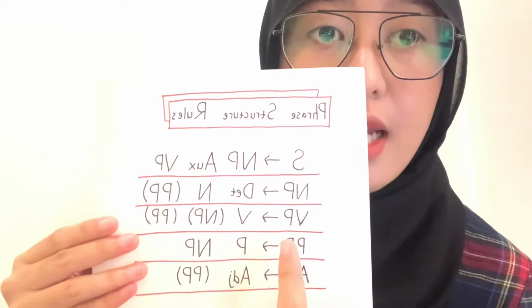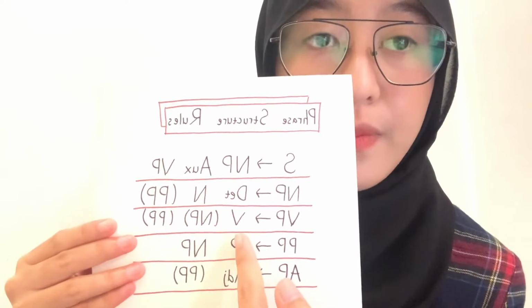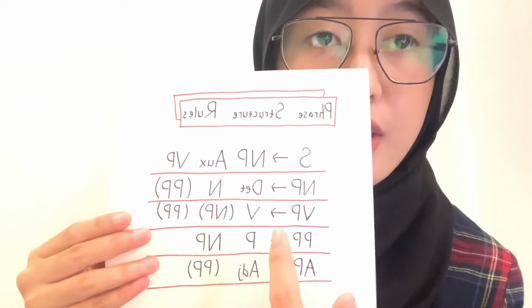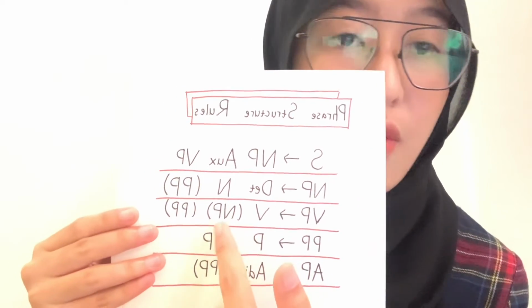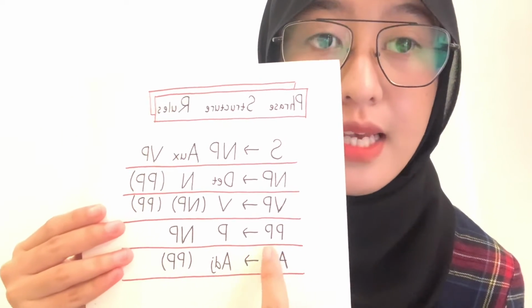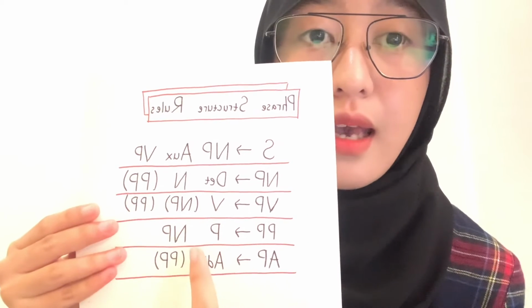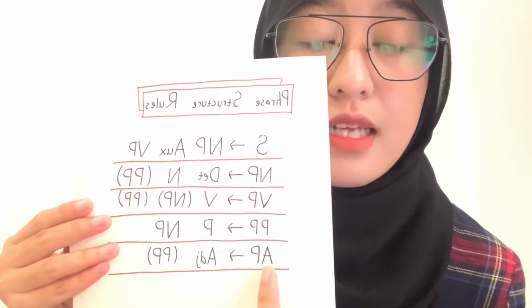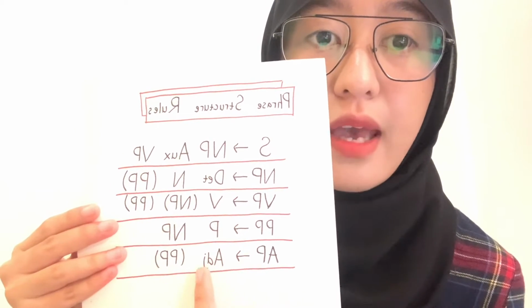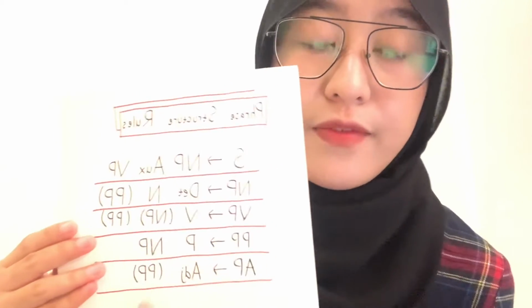A verb phrase may consist of a verb followed optionally by a noun phrase and or a prepositional phrase. And a prepositional phrase may consist of a preposition and noun phrase. And the last one, an adjective phrase may consist of an adjective and optional prepositional phrase. So that's about the phrase structure rules that we have in the English language.